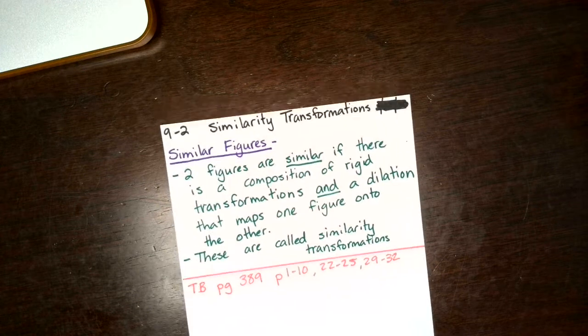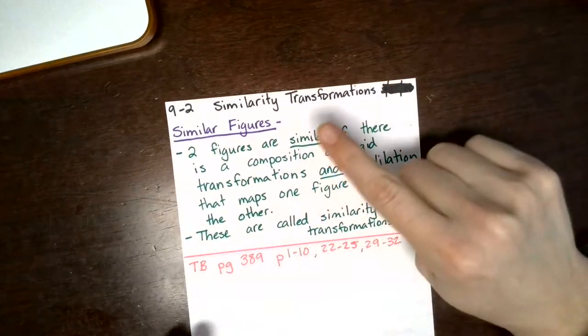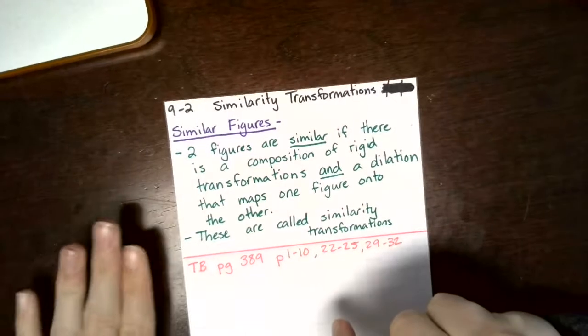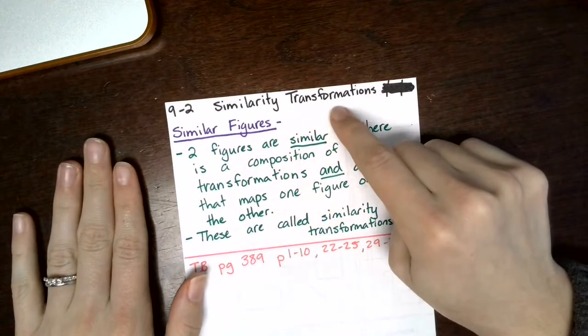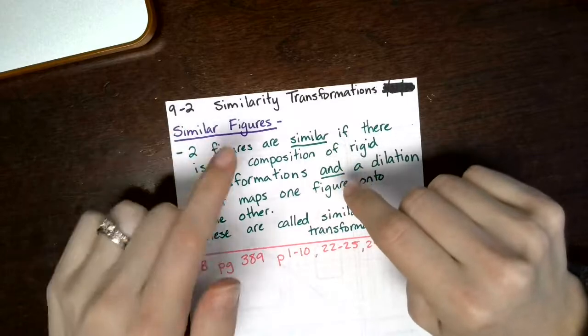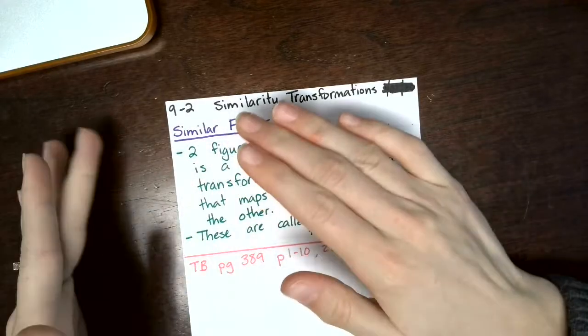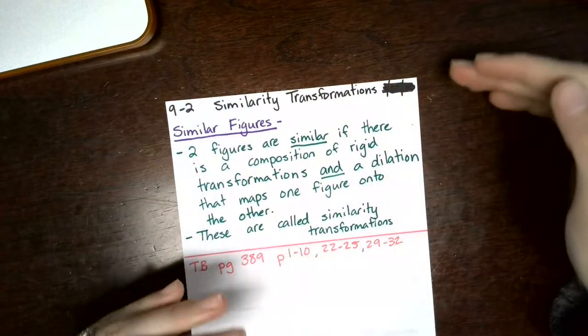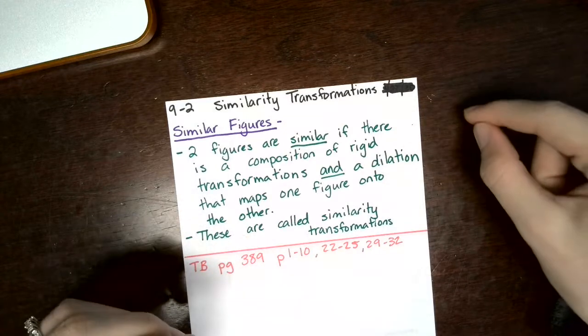Okay, so 9.2 is short and sweet. It's all about similarity transformations. We're combining what we learned in Chapter 8 about transformations with what we're learning in Chapter 9 about similarity. So, similar figures. Remember in Chapter 8, we talked about rigid transformations.